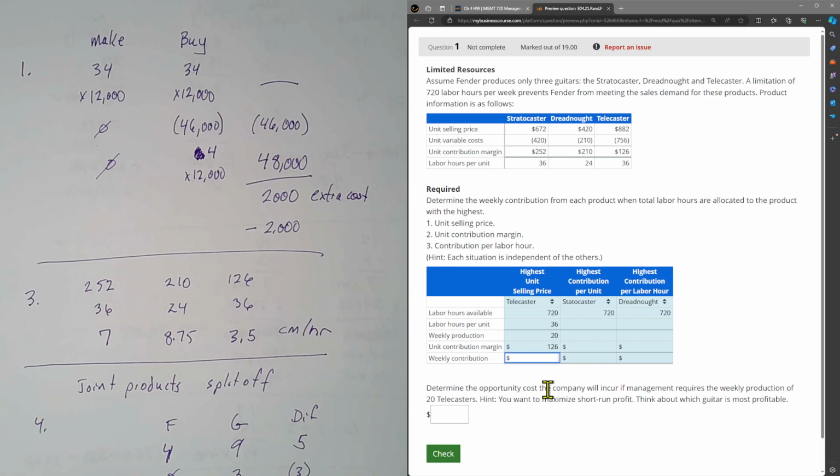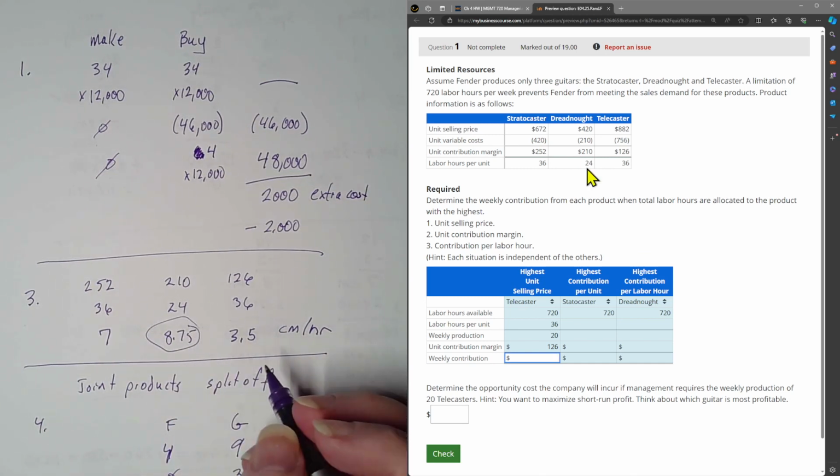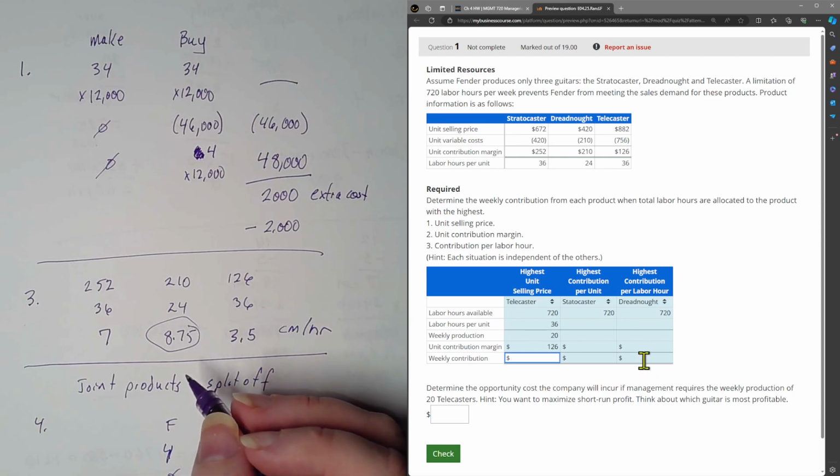But the point here is to make sure you can fill in the different charts, and what you'll end up with is a series of weekly contributions. And you'll find out the item, the Dreadnought, that had the highest contribution margin per hour is going to have the highest weekly contribution.